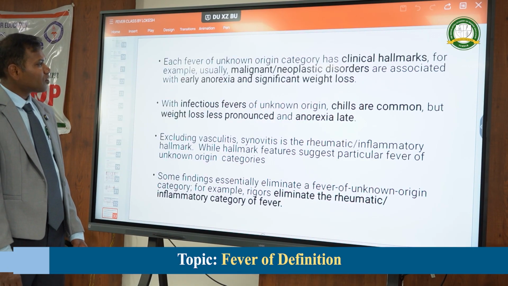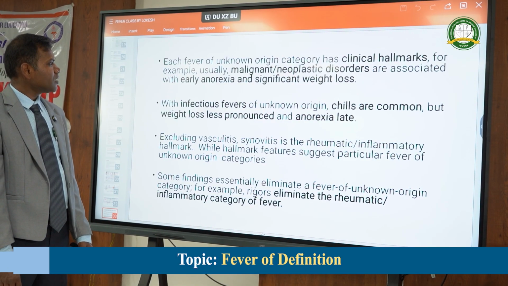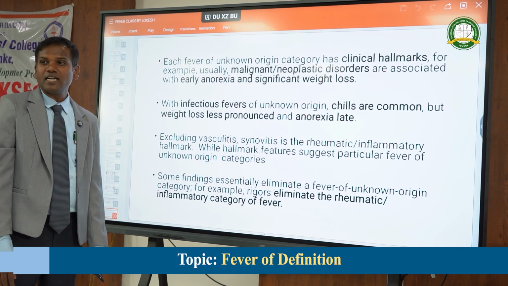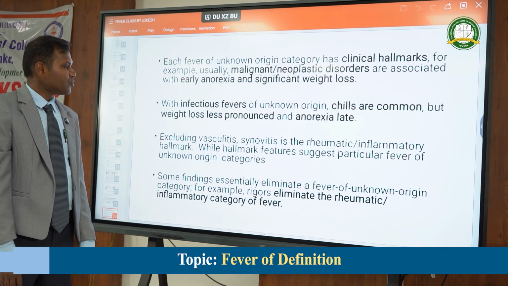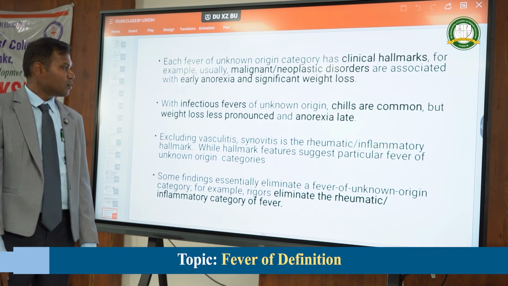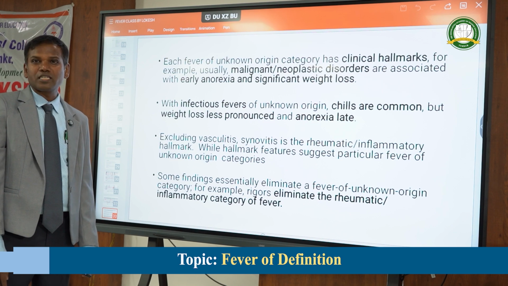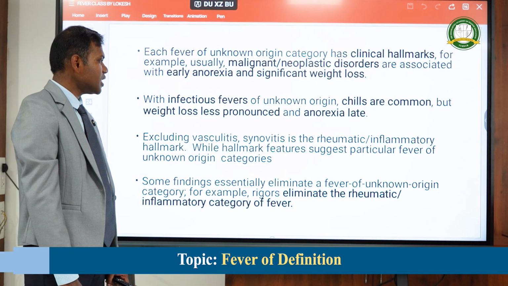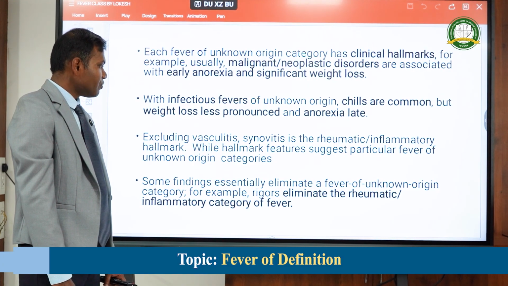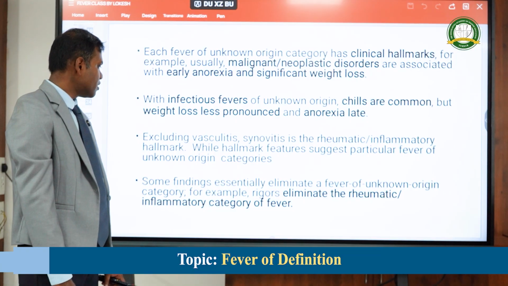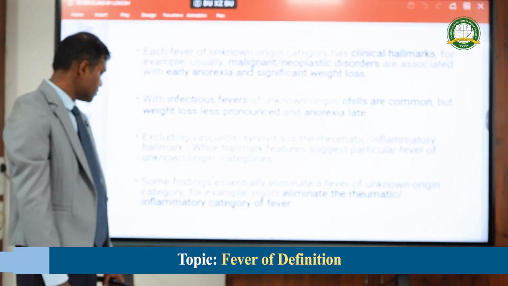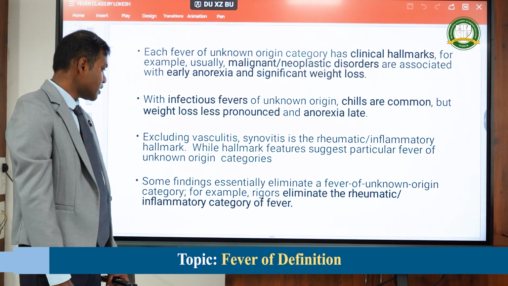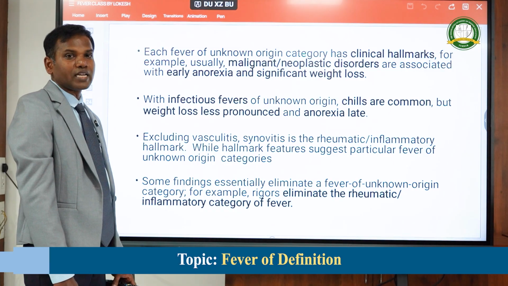So each fever of unknown origin category has clinical hallmarks. For example, malignant or neoplastic disorders are usually associated with early anorexia and significant weight loss. In infectious fever of unknown origin, chills are common, but weight loss is less pronounced and anorexia happens late. Excluding vasculitis, synovitis is a rheumatic inflammatory hallmark. While hallmark features suggest particular fever of unknown origin categories, some findings essentially eliminate a category. For example, rigors eliminate the rheumatic and inflammatory category of fever.